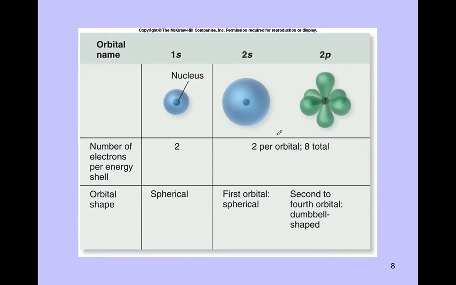So the number of electrons is just a table from your book that gives you a general idea. In the 1s, or the first energy shell with the 1s orbital, we have 2. It's spherical. And then in the second energy shell, we have both the 2s and 2p, a total of 8. Now, when we get into the second shell and higher, there's a concept known as the octet rule. And this octet rule is that there is a maximum of 8 electrons per energy shell.